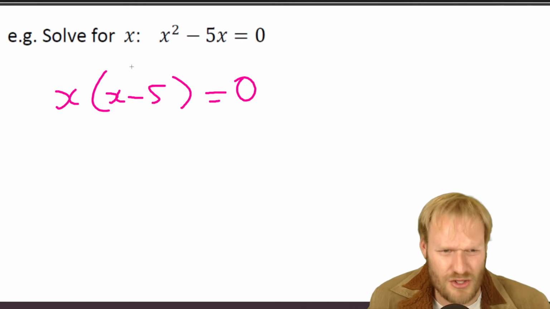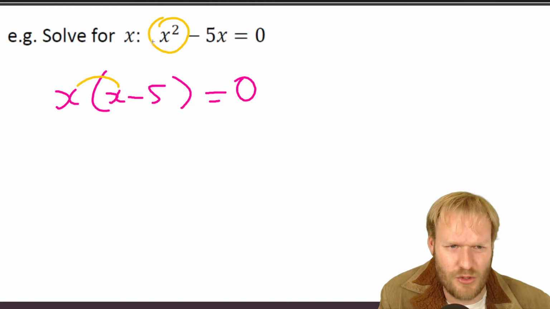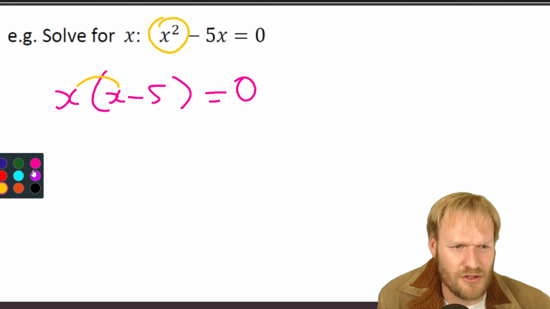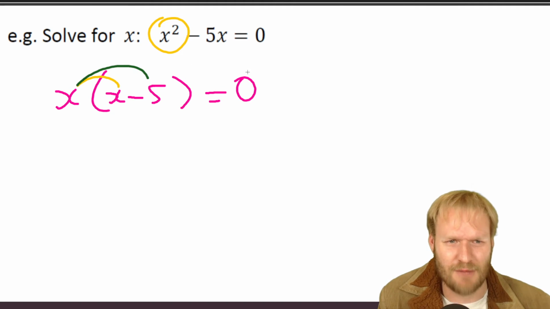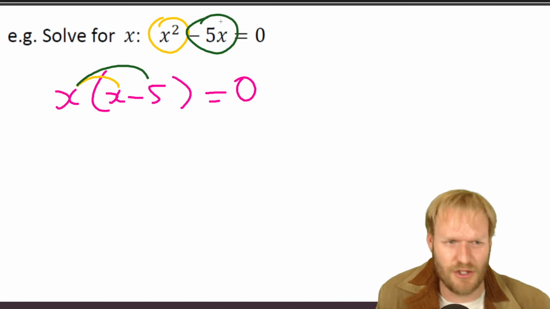So pause, just check our work. Is x times x squared? Yeah, it is. And our next one: x times minus 5 is minus 5x. Cool. So our factorization was good.